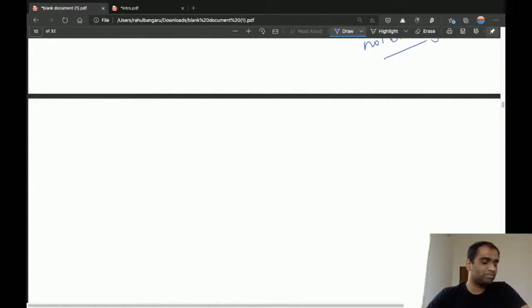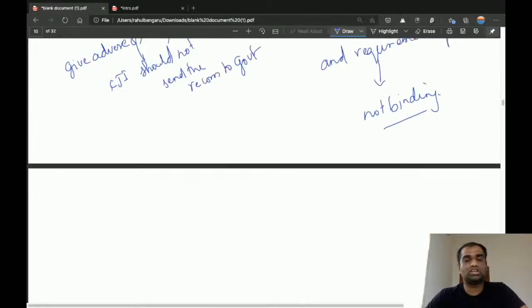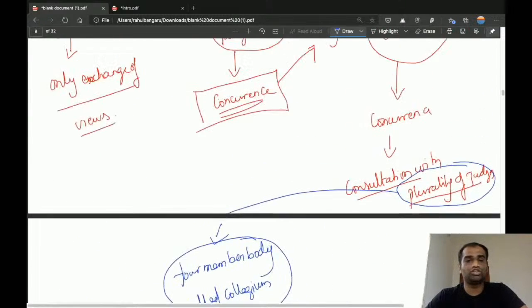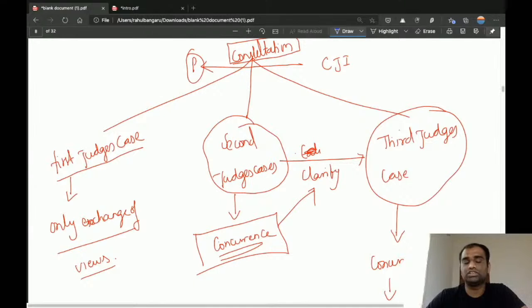Okay, now I've explained these three different court cases which delved into the appointment of Supreme Court judges: the first judges case, second judges case, third judges case. Now, the first judges case meant that the process of consultation with the Chief Justice of India meant only exchange of views. Now in the second judges case, the word concurrence meant that the Chief Justice of India has to agree with that particular decision.